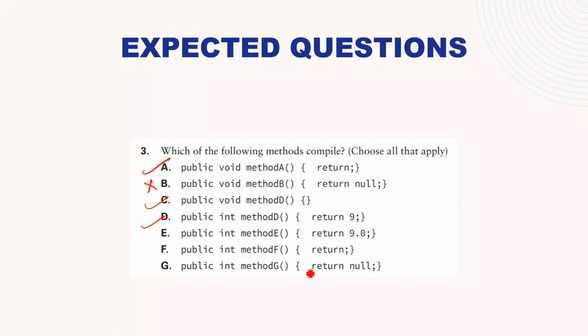So G is also not going to work because it is returning null, and also the return type is int. So we have to return a number in this case. So it is not returning, right? E says public int method E, but it is returning a precision type value, which is a decimal type value, or also floating type value, but it is an integer. So I'm not going to go with that.